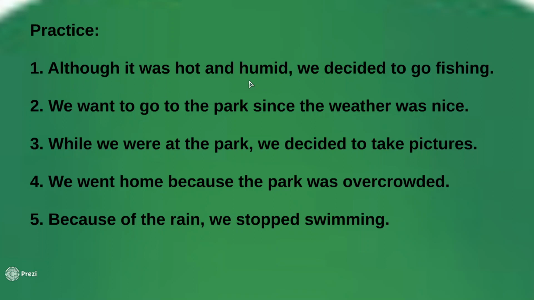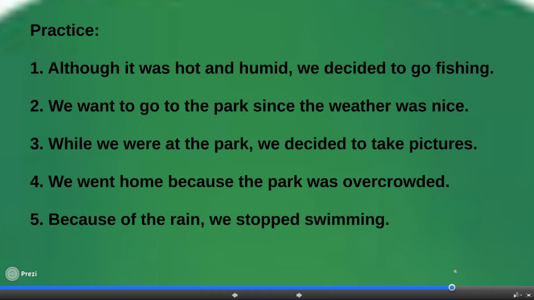Although it was hot and humid, we decided to go fishing. So remember, how do we answer this? You need to find the subordinating conjunctions first. Okay? If you found the subordinating conjunction, the words with it is what we call the dependent clause, and the remaining part of the sentence will be called the independent clause. Okay? So number 2, number 3, number 4, and number 5. Again, pause this video and copy it and answer it because I'm going to show you the correct answers in the next slide. So if you're done, let's check your answers.